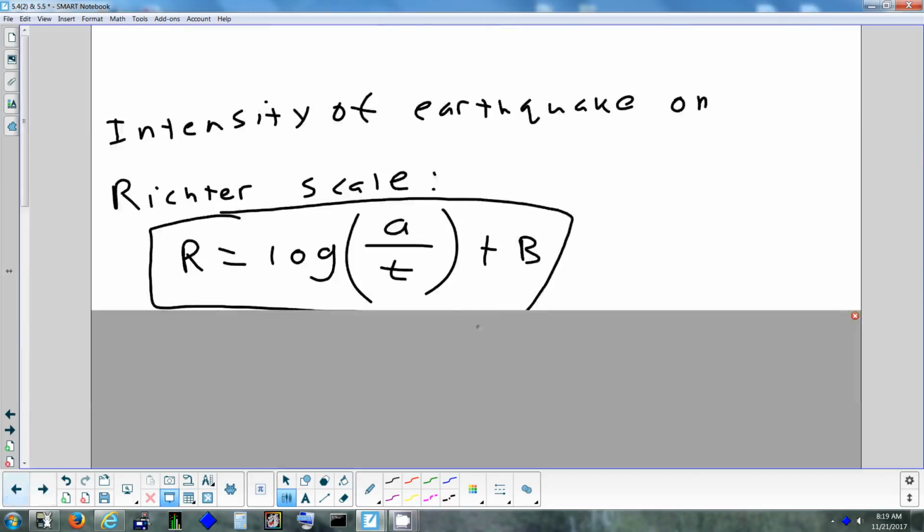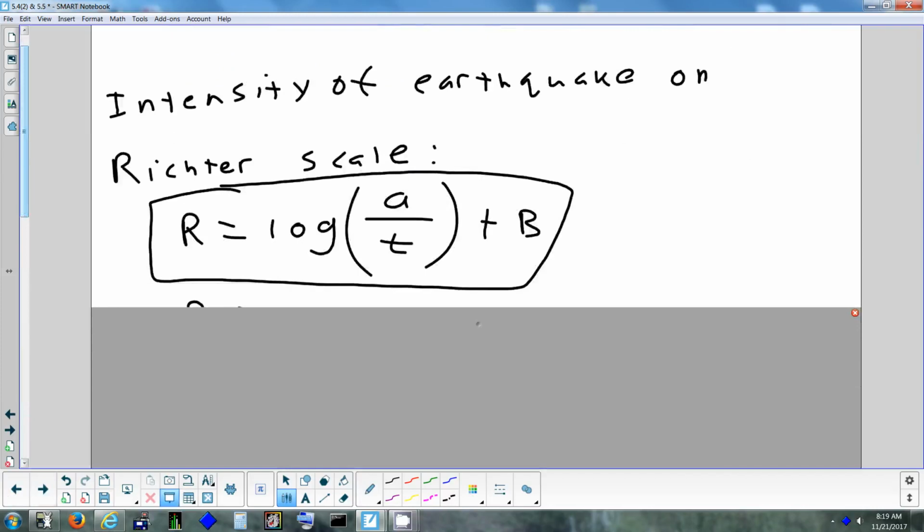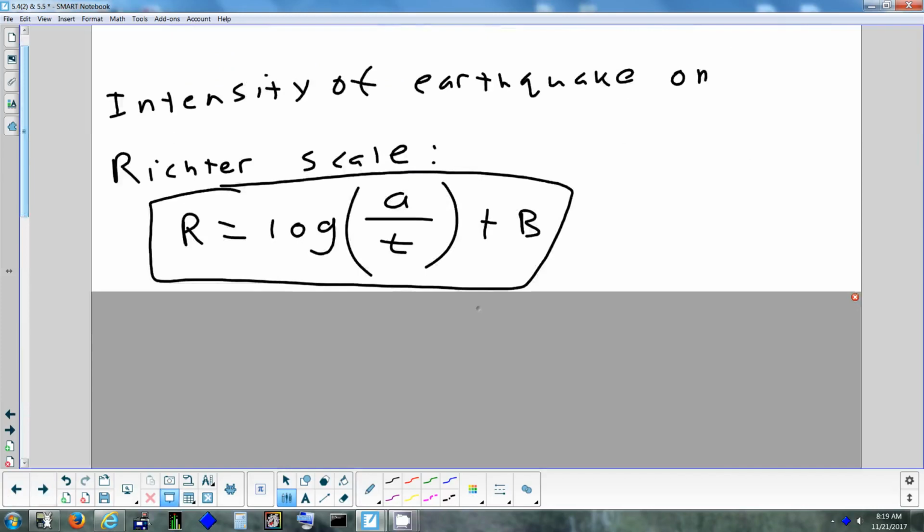All right, so last thing we'll look at is a word problem that uses a log equation. And the word problem is going to involve the formula for the intensity of an earthquake as measured on the Richter scale. So the Richter scale is a logarithmic scale, which means that if you had an earthquake of magnitude 2 compared to magnitude 3, the magnitude 3 earthquake is 10 times as powerful.